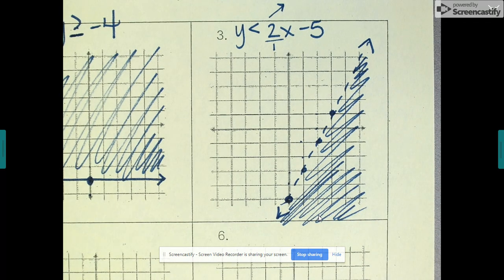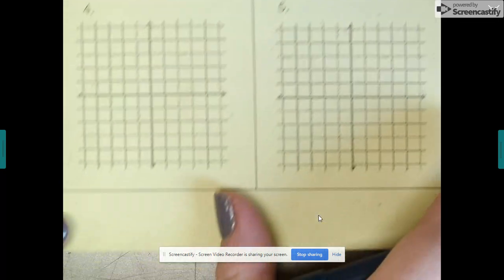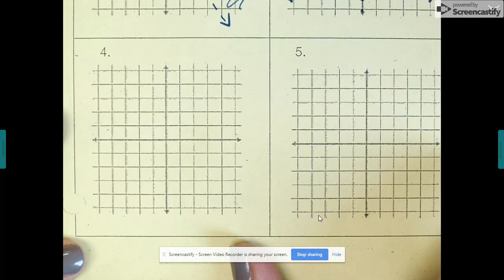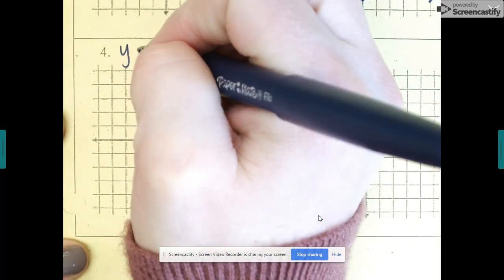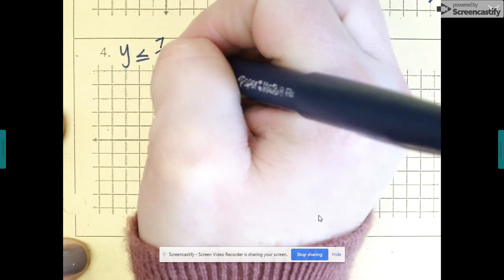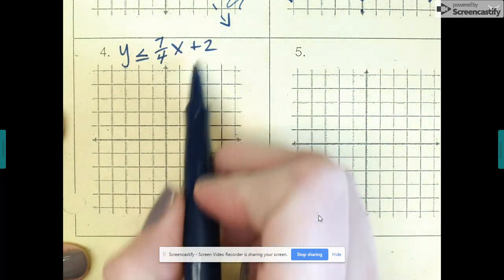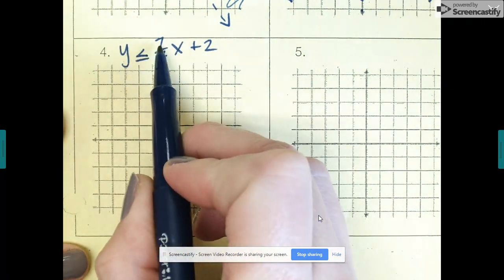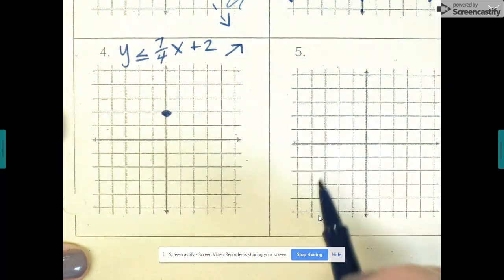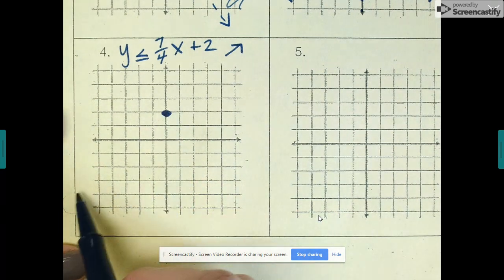All right, let's go on to number 4. Number 4 is y is less than or equal to 7 over 4 x plus 2. Again, I'm going to start at positive 2. 7 over 4, it's a positive slope. So actually I'm going to go down 7 over 4.